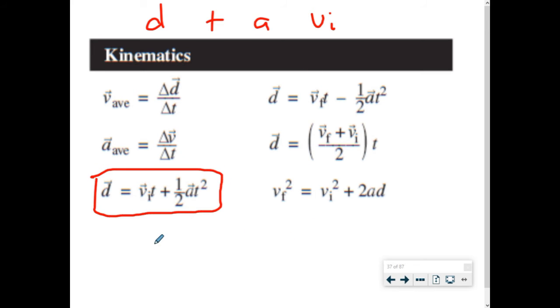What you might notice about this one, by the way, is it's almost a carbon copy of that one right there. The only difference, well, there's two. Can you guys see the differences? This is an I, and I'm sorry this kind of blurs together, but that's an F. And this one is a plus, and that one's a minus. That's it. Otherwise, they're the same formula.